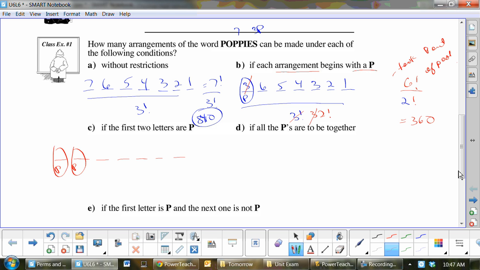Okay, how many can go in the first one? 3, and then 2, and then how many can go in the next blank? 5, 4, 3, 2, 1, and that's all over 3 factorial. Now, or you could just take both those P's out of the pool, and what would you be left with? 5 factorial.